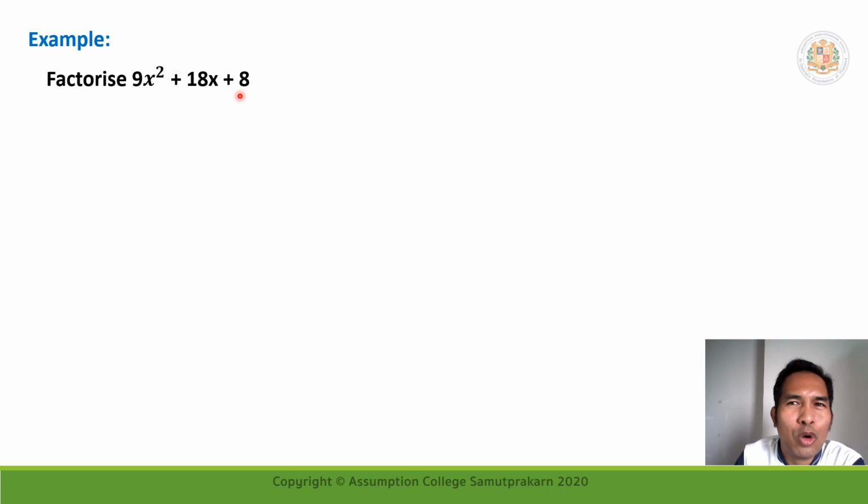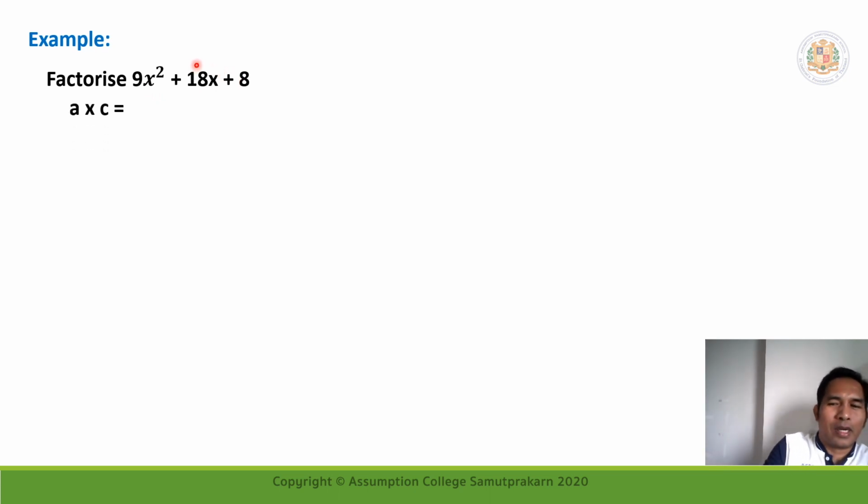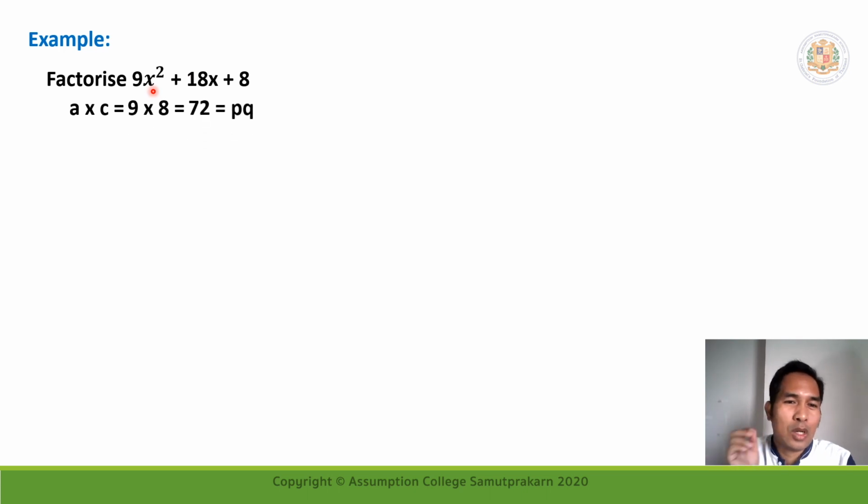So again, you multiply a times c. 8 times 9 gives us 72, where a times c is equal to p times q. Now what is b? B is 18. Now you remember the equation said, find the two numbers p and q that when you multiply will give us 72, and when you add will give us 18. Again, p plus q is 18, p times q is 72.